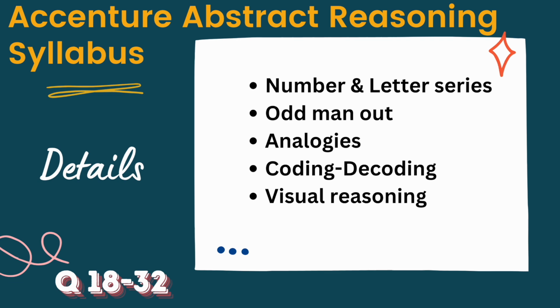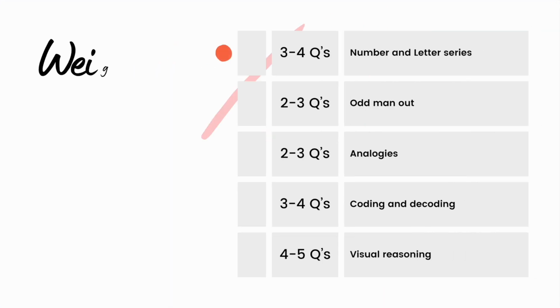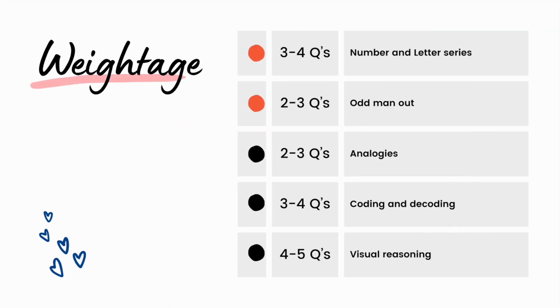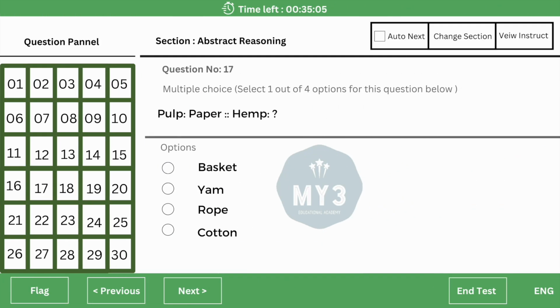So let's look at the weightage they'll be covering from this. So 3 to 4 questions from the number and letter series, as I told you, 2 to 3 questions from odd man out, and 2 to 3 questions from analogy, 3 to 4 questions from coding, and 4 to 5 questions from the visual reasoning. Again, this module is also a very, very easy module and a scoring module for the student who is writing the exam. So now if you look at the type of questions, you will get an idea how abstract reasoning questions will be given.